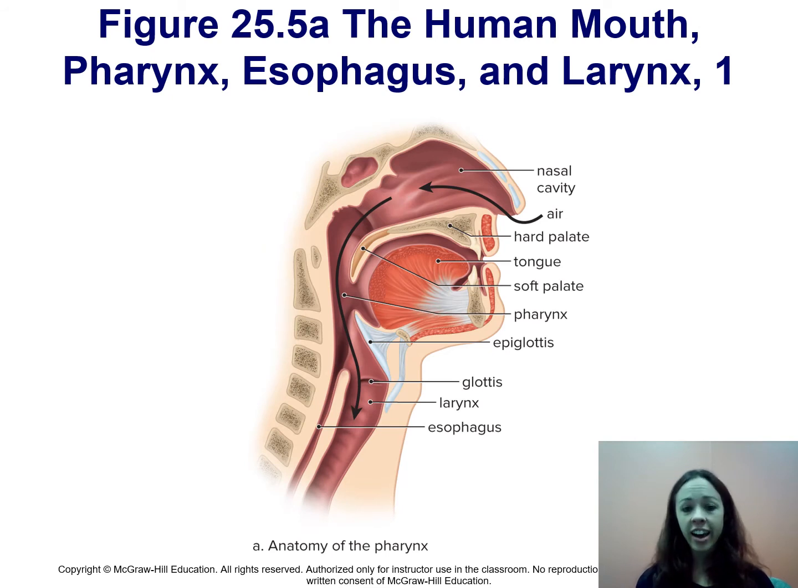Here you can see the anatomy of the mouth and the throat. Right here, you have the soft palate that will close up that opening to the nasal cavities. Right here, you have the tongue, part of the mechanical digestion of the digestive system. Here you have the glottis, which closes off the opening to the larynx, which leads to our lungs. And then here you have the esophagus.